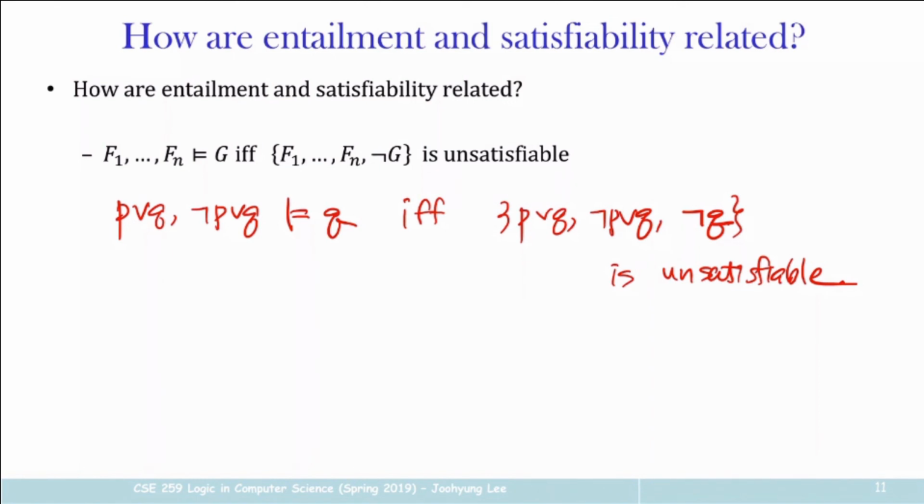Well, entailment means that the interpretation that satisfies everything must satisfy this one, right? So if you flip it, then you cannot satisfy all three formulas. Okay? So even if you find an interpretation that satisfies these two, okay? If this is unsatisfiable, it means that this is false. Okay? Then its negation must be true.